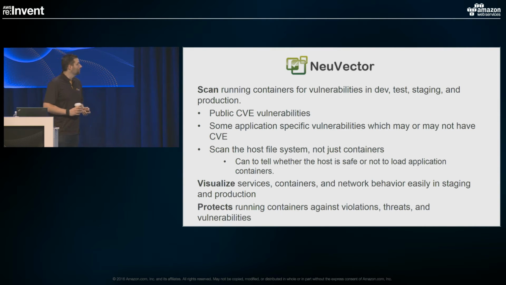Again, you can use NeuVector. It has the ability to scan against public CVE vulnerabilities. You can also scan containers when they're running live. So it's basically scanning all the containers running on that instance to see whether or not they have insecurities. It also scans the host file system, not just the containers. The big strength of NeuVector is also the visualization that shows you how the containers are talking to each other, not just on a single host, but also across multiple hosts.